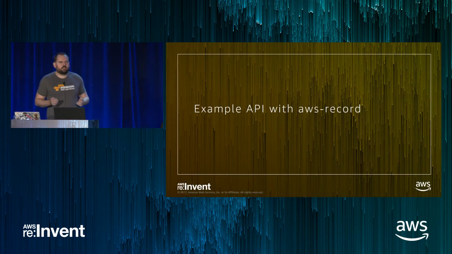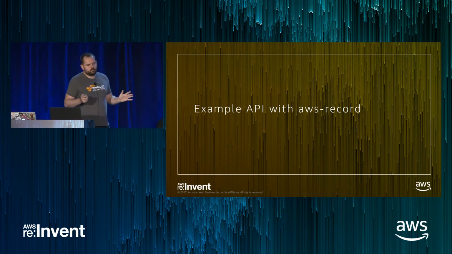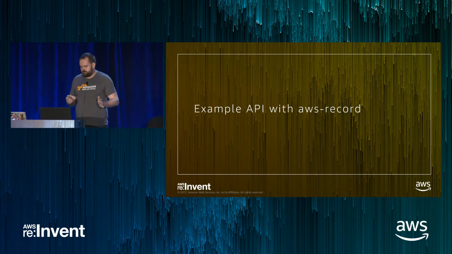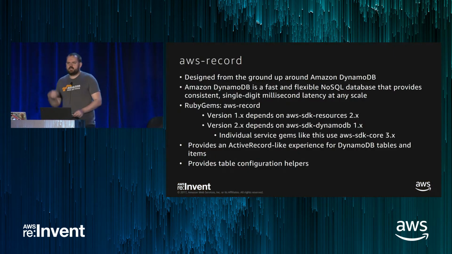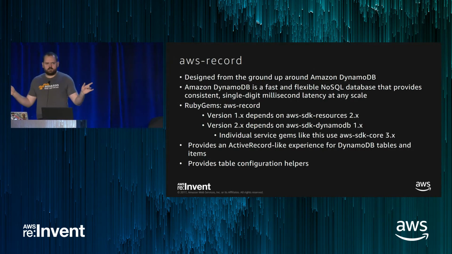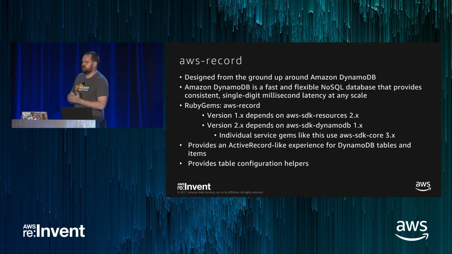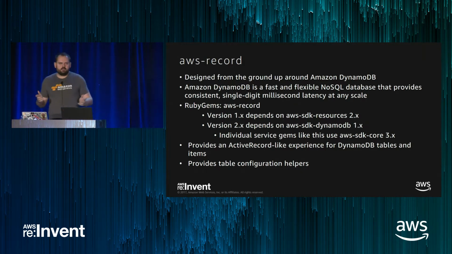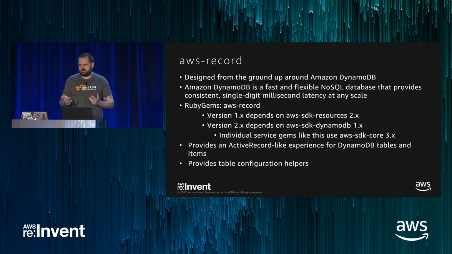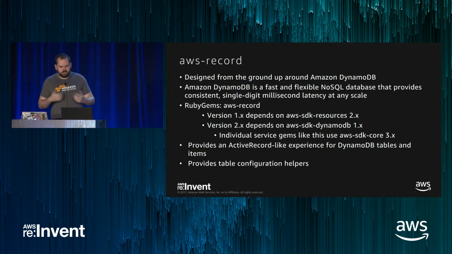So to start off with, we're going to build an example API, and we're going to do that using AWS Record. So what is AWS Record? Quick show of hands, who's tried this out so far? Okay, you've got a few hands. So I think it's something that's pretty easy to use, so I'd encourage a lot of you to play around with it and see if you find it useful. But we're going to hopefully show how you can easily integrate it into a Rails application today.